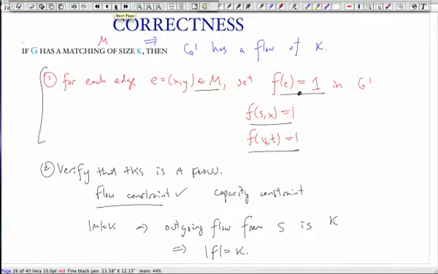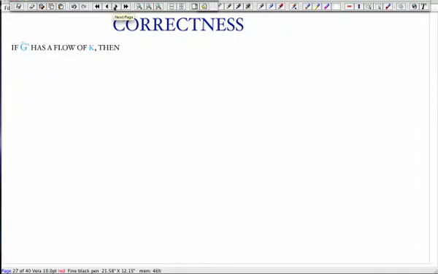So this is the type of argument. This is half the argument to say if G has a matching of size K, then G prime has a flow of size K. A similar argument you'll make on your homework for all three of these problems. That's the first half. The second half is slightly trickier. If G prime has a flow of K, then G has a matching of size K. So this is the other direction. We wanted to show if and only if. We showed if, and now only if.